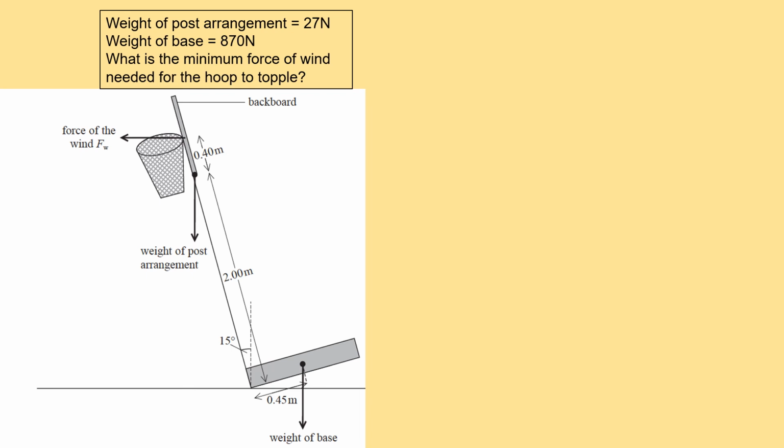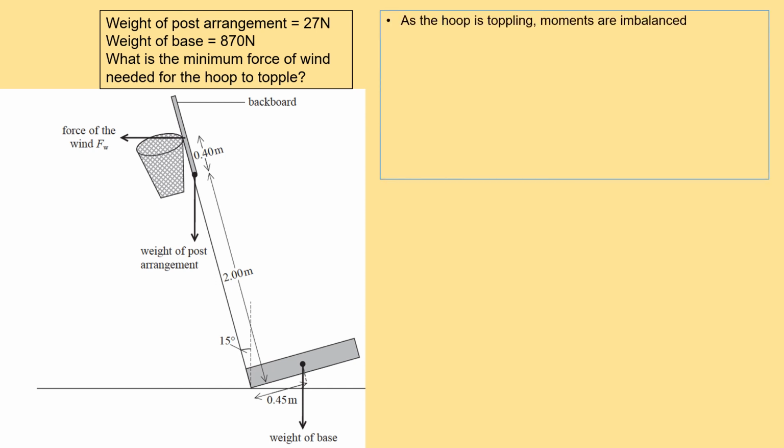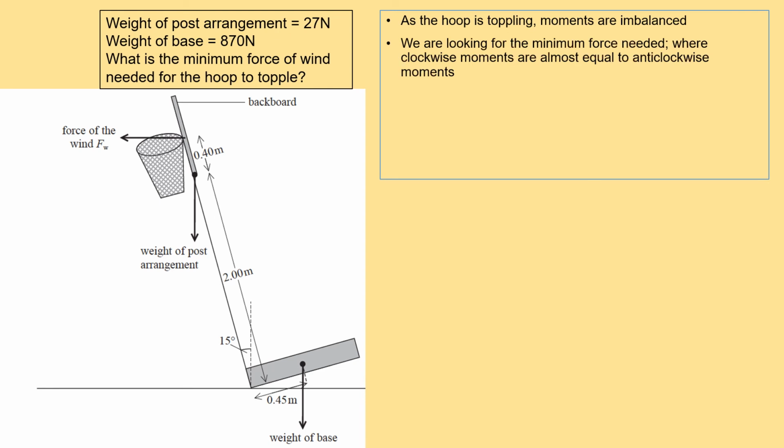So we've got it pivoted at an angle, and then it says, what is the minimum force of wind needed to topple the hoop? So we're now talking about causing the moments to imbalance. We have to work out all of the moments for equilibrium, and then we have to work out what that force of the wind could be to force an imbalance and therefore a toppling. And that's quite an interesting thing to realize. So we know that the hoop is going to be toppling, so we know the moments are going to be imbalanced.